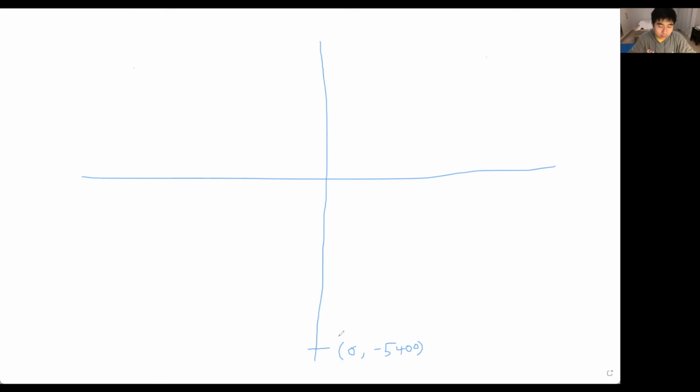Okay, so this is our y-intercept, and now I'm going to plot my x-intercepts. We have x equals 5, so I'm going to put that over here. We have x equals 3, so I'm going to put that over here. And we have x equals negative 8, so I'm going to put that here.